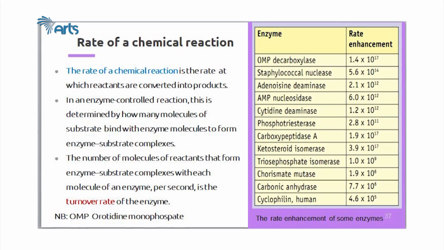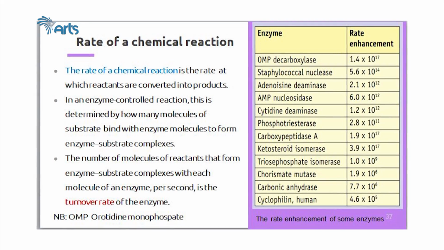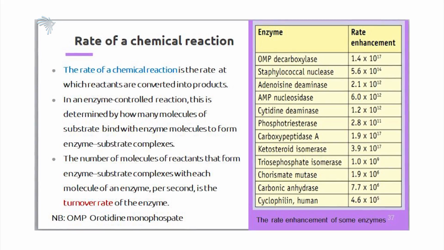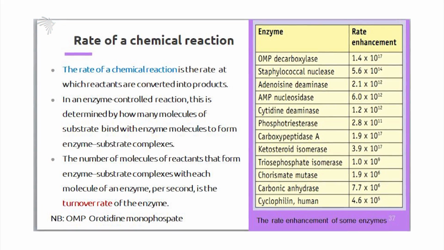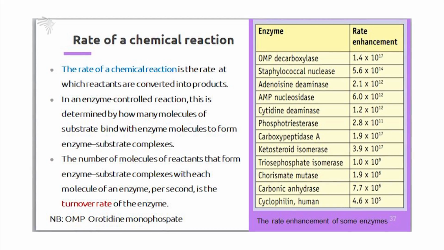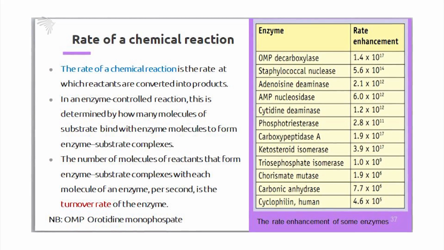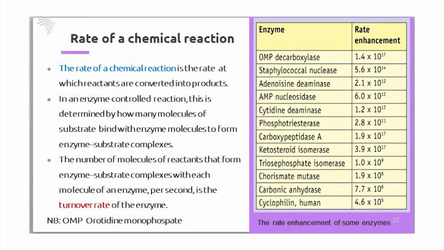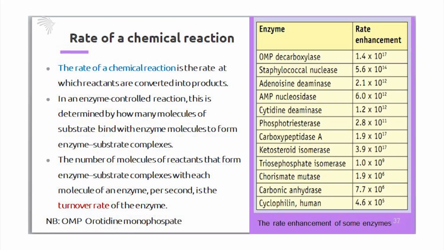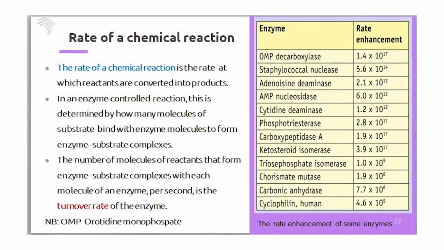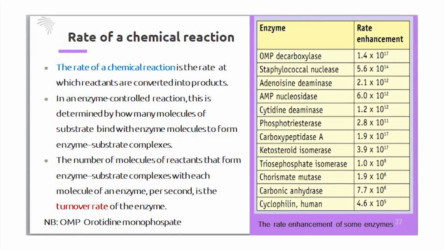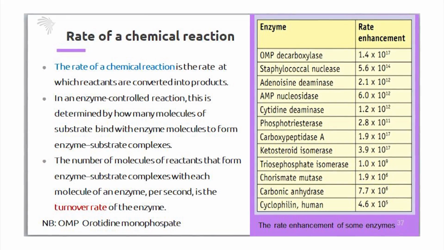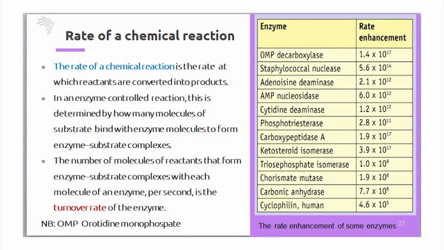In an enzyme-controlled reaction, this is determined by how many molecules of substrate bind with an enzyme molecule to form enzyme-substrate complexes. The number of molecules of reactant that form enzyme-substrate complex with each molecule of an enzyme per second is the turnover rate of the enzyme. So each enzyme has its own capacity to catalyze its own substrate per second. In one second, what is the ability of each of these enzymes? How many substrate molecules can be catalyzed?